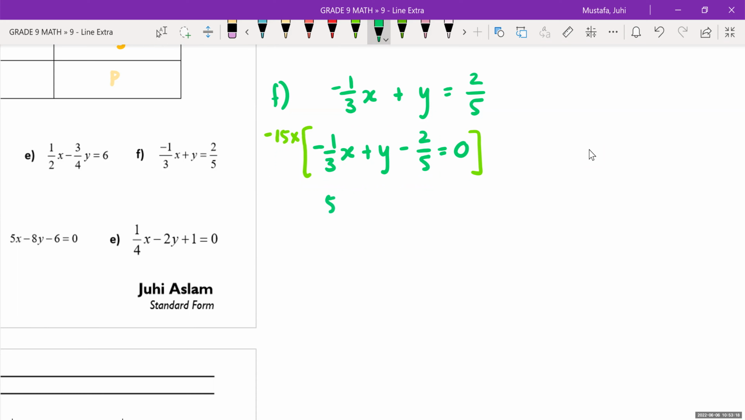So negative times negative is positive. 15 times 1/3 is just going to be 5x. Negative 15 times y is going to be negative 15y. A negative times a negative is positive, and then we have 15 times 2, which is 30. 30 divided by 5, which is 6, is equal to 0. And now this is in standard form because look, the number 5 is positive. It's in the correct order, x, y, constant. There are no fractions or decimals, so we have successfully changed it into the right order.